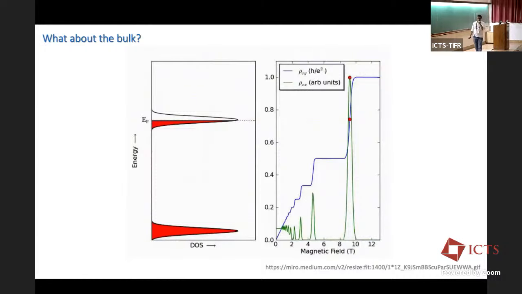The question you ask is, what is happening in the bulk of the system? So suppose my chemical potential is here when one of the Landau levels is half filled. In such a situation, your Rxy is not quantized. It's lying here between these e squared over h and half e squared over h. And my Rxx has a maxima. So what is the physics of this part of the story?